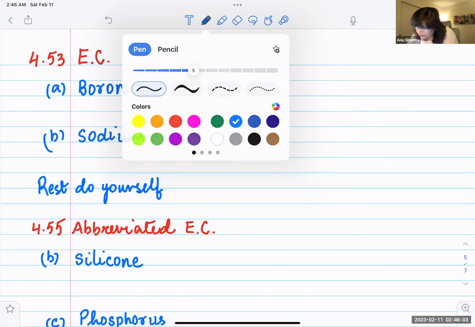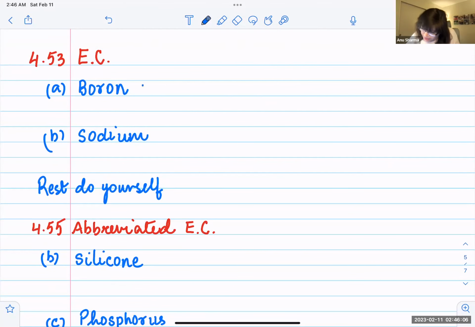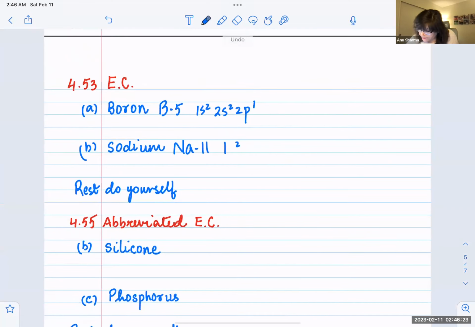Write the electronic configuration of boron. So that is problem number 4.53. So boron is 5, and this is 1s2, 2s2, and 2p1. So these numbers on the top add up to 5. Sodium is Na, and sodium is 11. So 1s2, 2s2, 2p6, and 3s1. Now, if you look at also the placement, the placement of boron is 2p1, the placement of sodium is 3s1. Okay, so that's the third energy level, s block and first column.